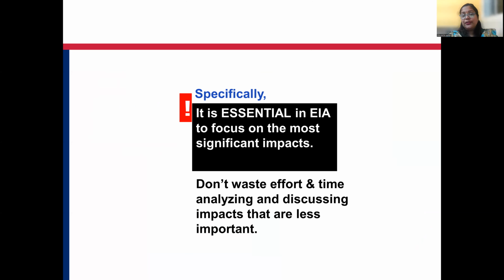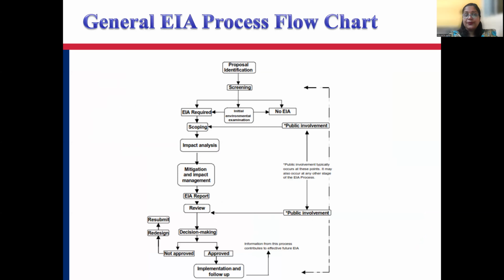Specifically, it is essential in EIA to focus on the most significant impacts. Don't waste efforts and time analyzing and discussing the impacts that are less important.